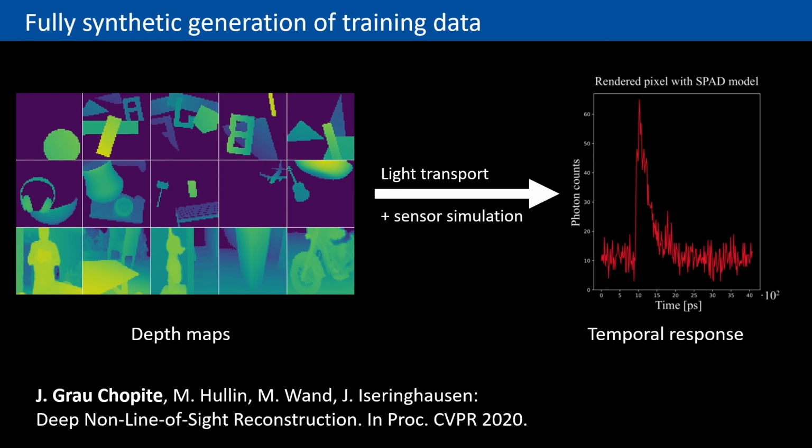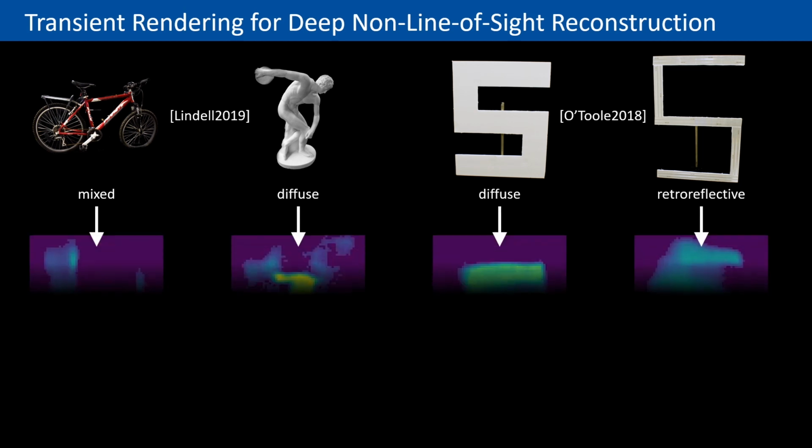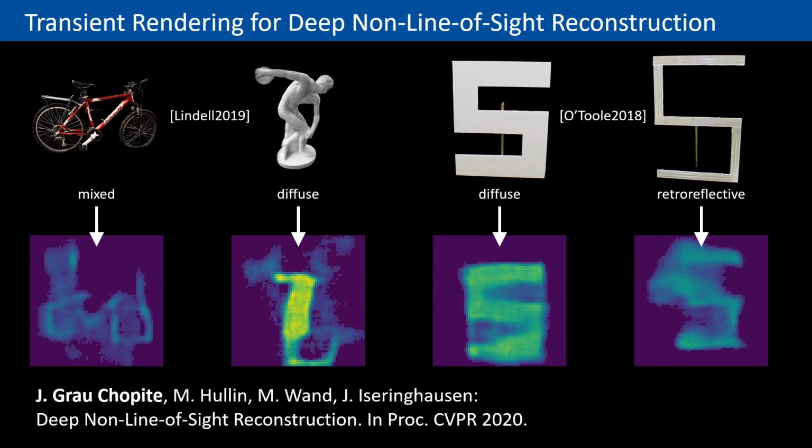So let's look at how well the system does on a couple of datasets that have been released more recently. These here were taken by Lindell and O'Toole in the coaxial setting, and they include objects of different BRDF and mixed scenes. Although our system is only trained on diffuse models, it nevertheless does quite well on many of these datasets. At least the rough shapes are clearly visible. It takes us 23 milliseconds for the whole reconstruction. We are not aware of any other non-line-of-sight reconstruction method that is faster than that.